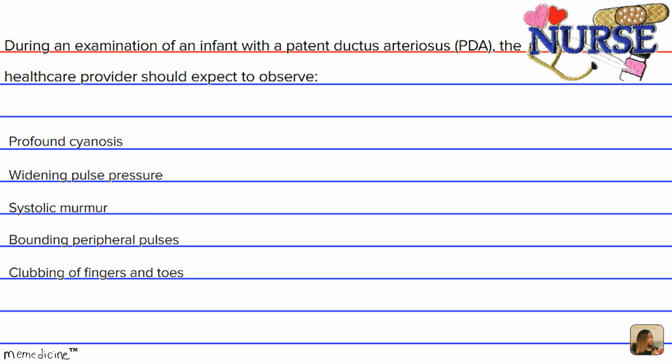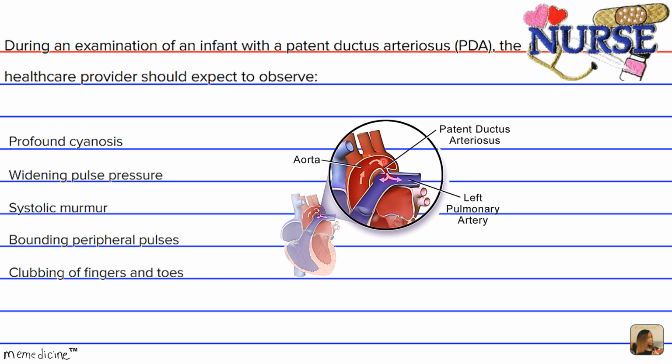All right. In general, infants with a patent ductus arteriosus won't be cyanotic. That means they won't have a blue discoloration of the skin. But as blood is shunted through the patent ductus arteriosus during systole, the contraction of the heart where blood is squeezed out of the left ventricle to the rest of the body, as well as the right ventricle to the left and right lungs, an audible murmur will be present. So we'll have a systolic murmur.